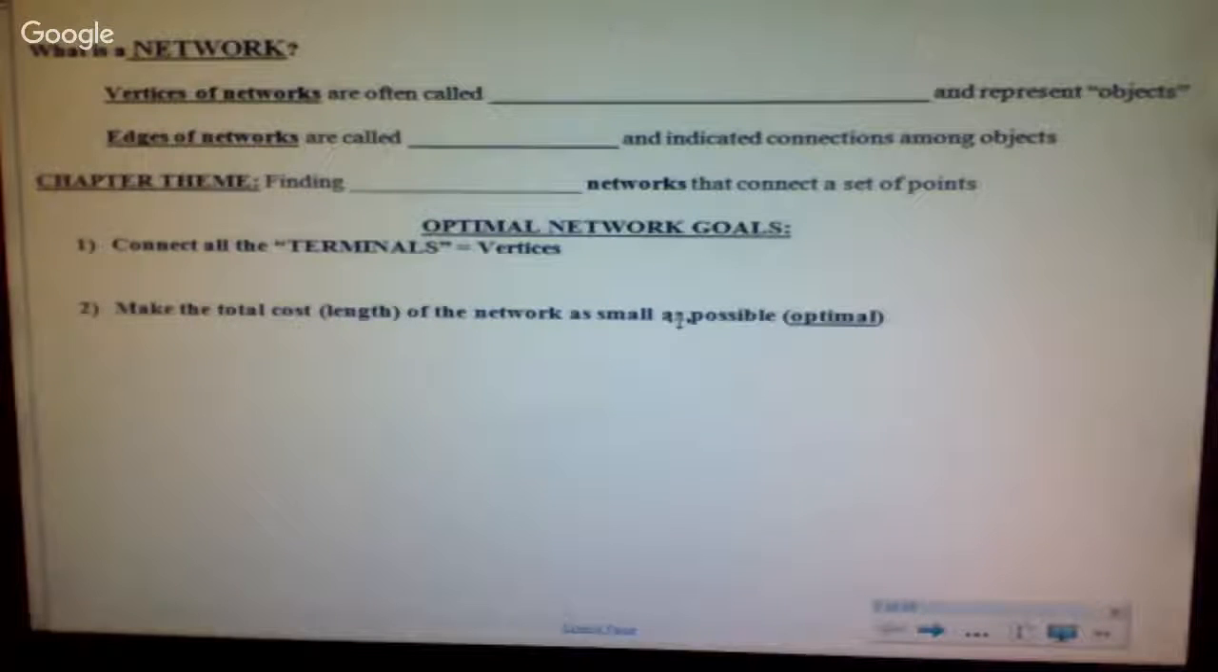So, chapter 7 goes along with chapter 5 and 6, except this time we are no longer trying to create a circuit. Okay? We are trying to reach out to every place without creating a circuit. In this chapter, we're going to talk about networks. Your vertices are now going to be called nodes or terminals.